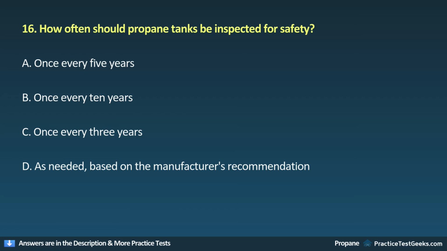16. How often should propane tanks be inspected for safety? A. Once every 5 years. B. Once every 10 years. C. Once every 3 years. D. As needed, based on the manufacturer's recommendation.